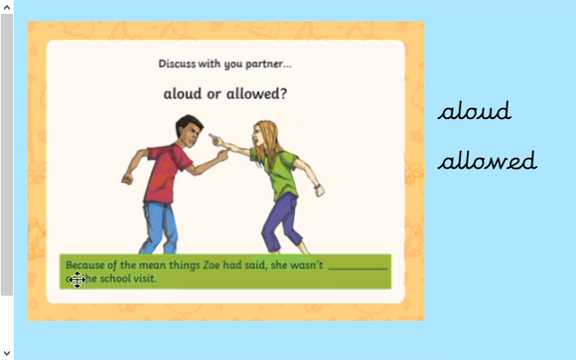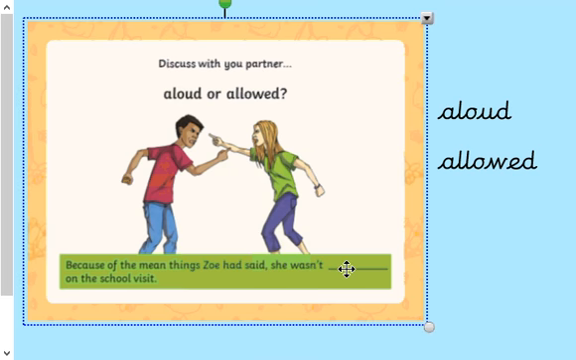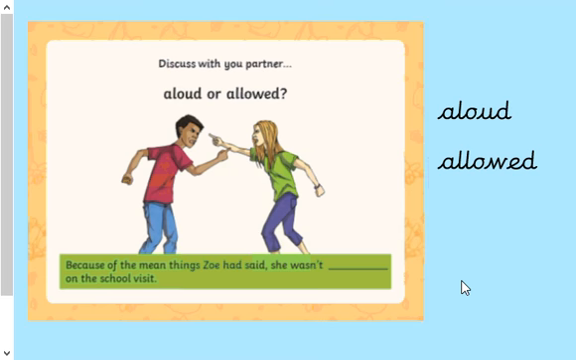The sentence here: because of the mean things Zoe had said, she wasn't ___ on the school visit. Press pause when you are having a little think about this and press play when you're ready to come back and listen to the answer.